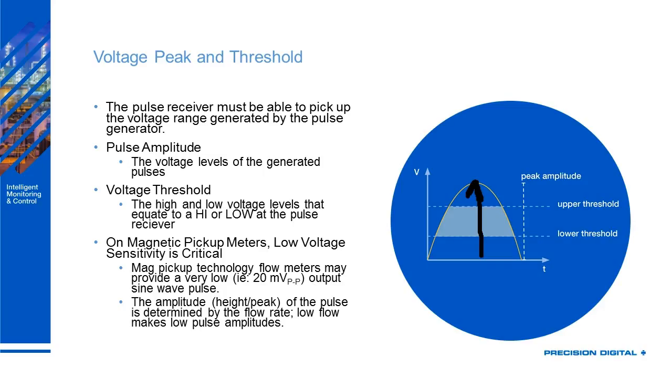So when you know you're working with a device that isn't powered, like a mag pickup flow meter, then you have to be aware you may be talking a very low voltage peak, and you're going to need to make sure that your pulse receiver is capable of reading that signal. That its voltage thresholds are low enough it can pick up those highs.